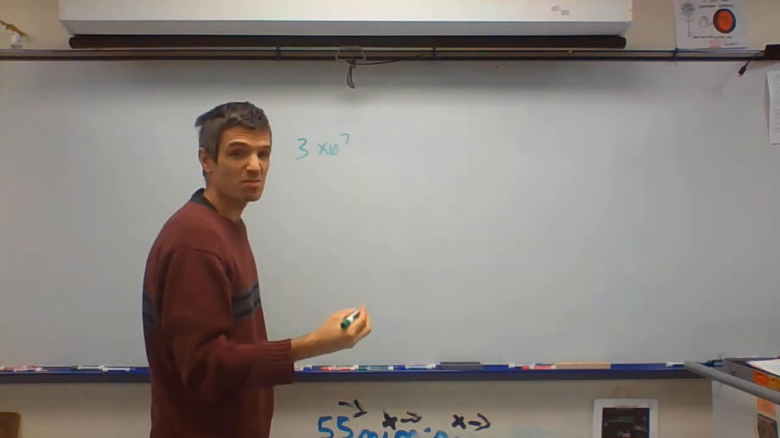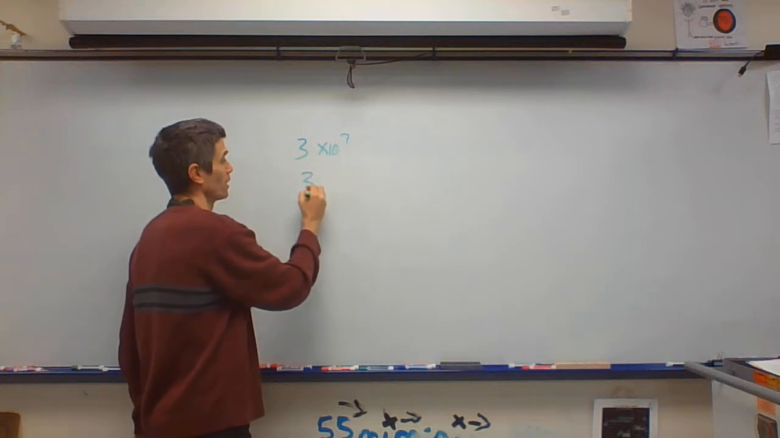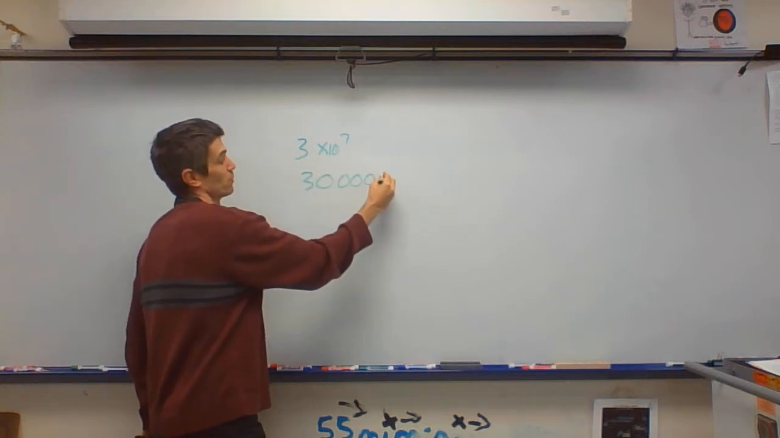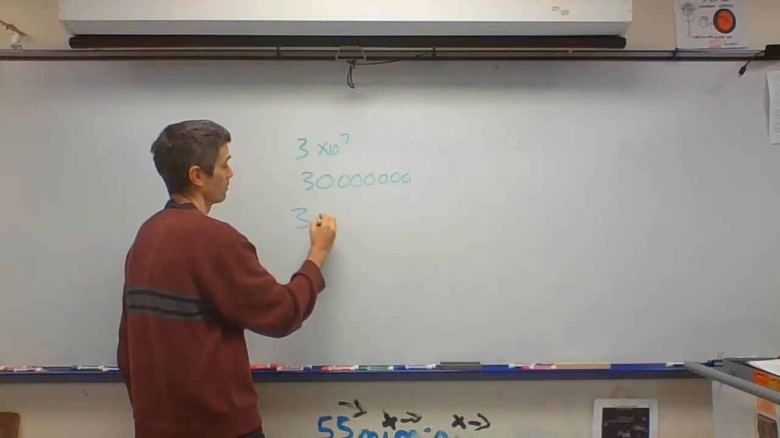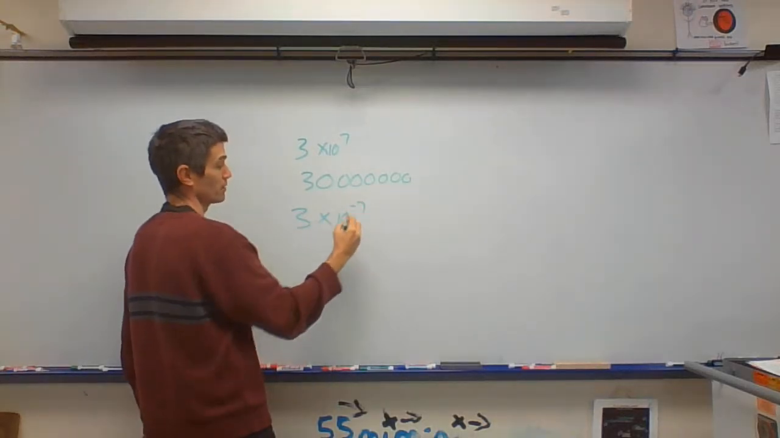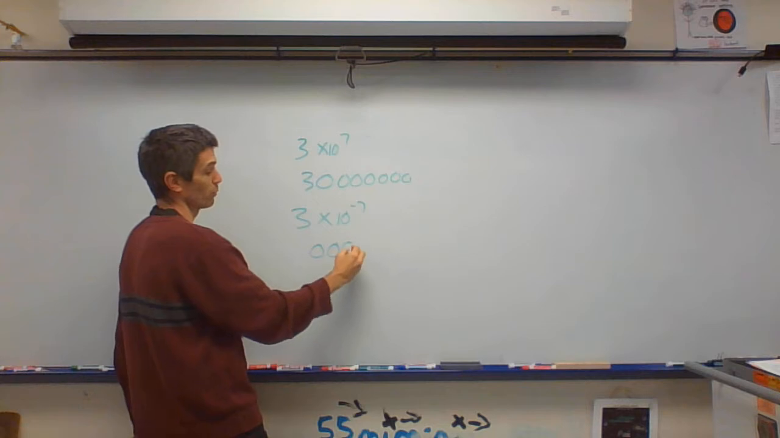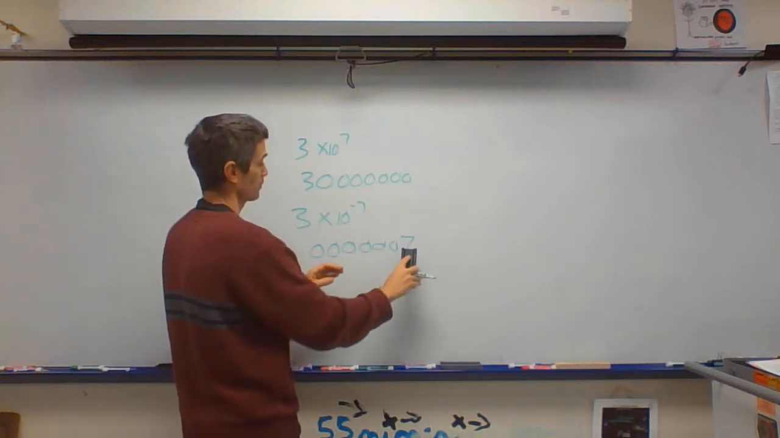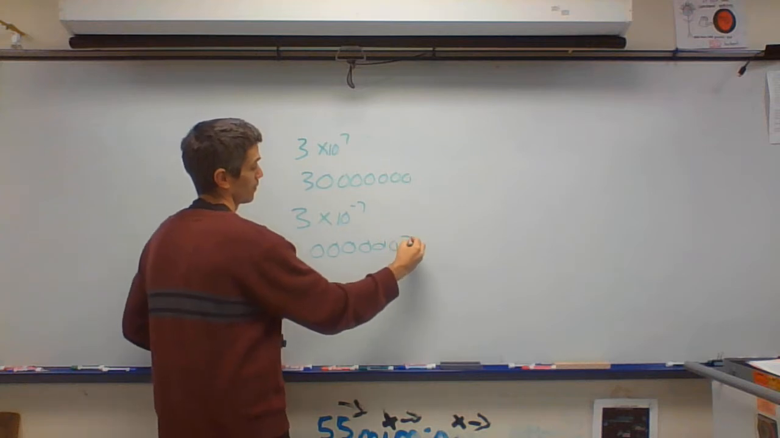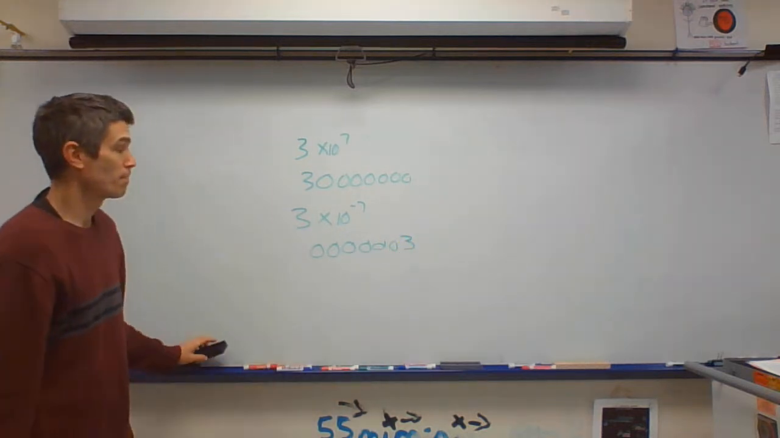To go backwards, 3 times 10 to the 7th would be 3 followed by 7 zeros. And if it was 3 times 10 to the negative 7th, that'd be this. 1, 2, 3, 4, 5, 6, 7. 3. All right.